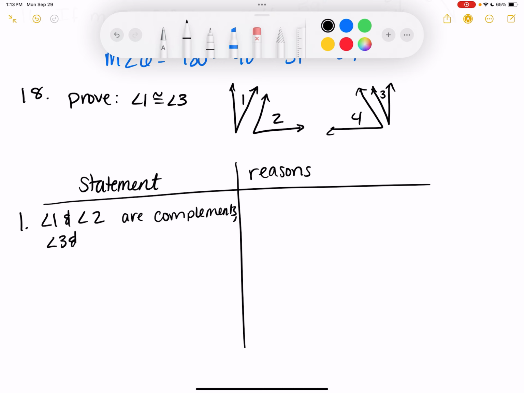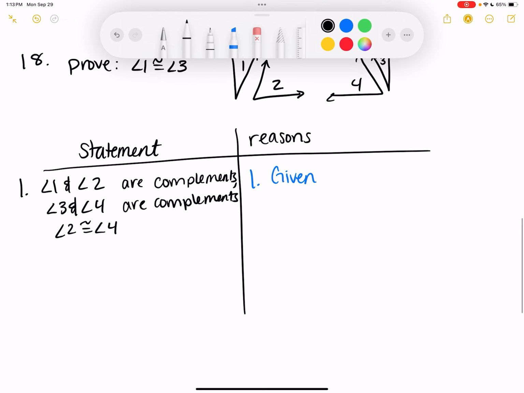All right, so the first thing is angle 1 and angle 2 are complements. Angle 3 and angle 4 are complements. And then angle 2 is congruent to angle 4. Now, I didn't write it because I didn't want to have to write it twice, but this would have been something we would have been filling in. This was the given information. So, I'm just going to tell you that right now.